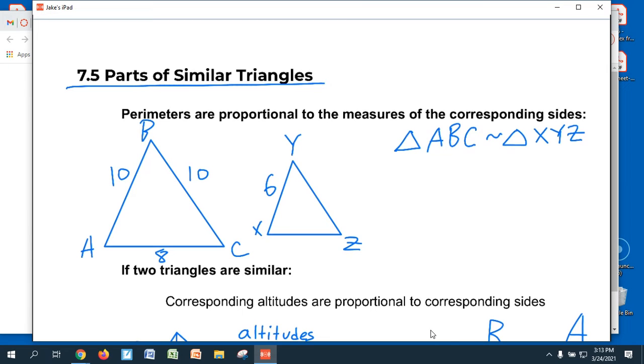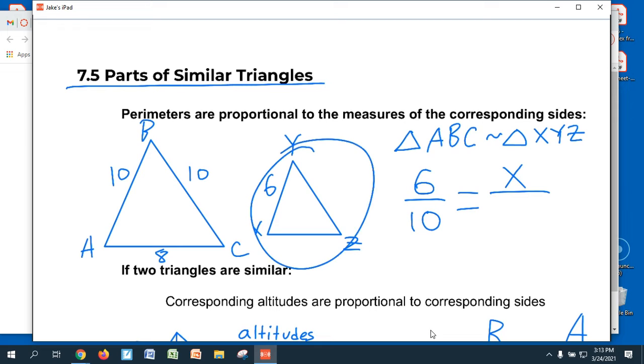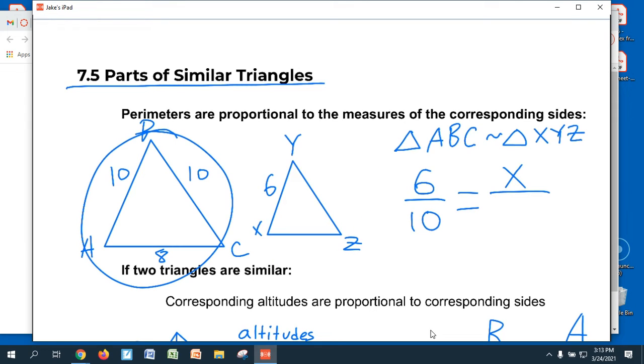So what I would do is make a ratio here, 6 to 10. That's just comparing those two corresponding sides. I'm going to make a proportion out of it: 6 over 10 is equal to the perimeter of this triangle over the perimeter of that bigger triangle. If I go 10 plus 10 plus 8, it will give us 28. So I just made a proportion there.